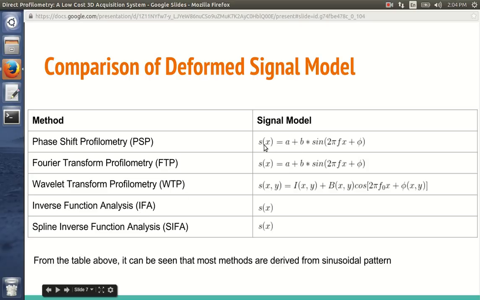The signal in phase shift, Fourier transform, and wavelet transform is modeled as a sinusoidal wave. So the algorithm, or the equation, in all three methods is derived from sinusoidal patterns. And in IFA and SIFA, the signal is analyzed as is, whether it is sinusoidal or non-sinusoidal. Both methods are suited.